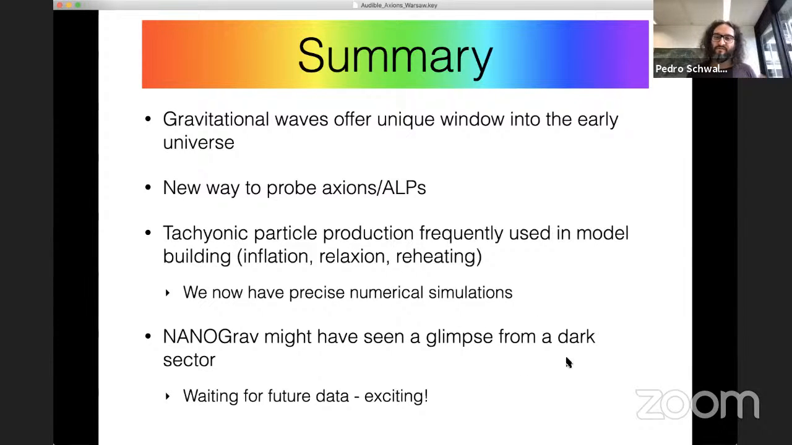And finally, I think it's very interesting to explore possible explanations of the NANOGrav data, also because there will be more data in the near future. So this is very exciting. Thanks a lot for your attention.